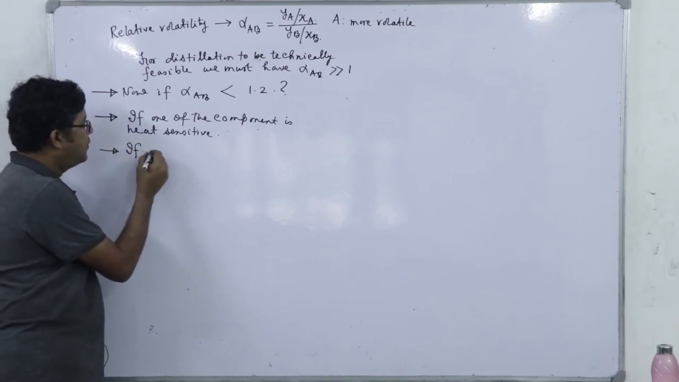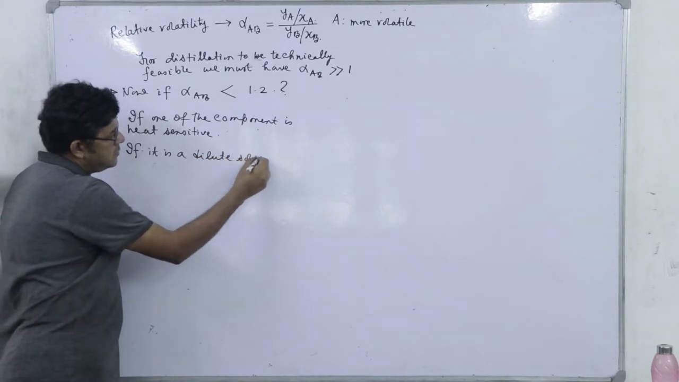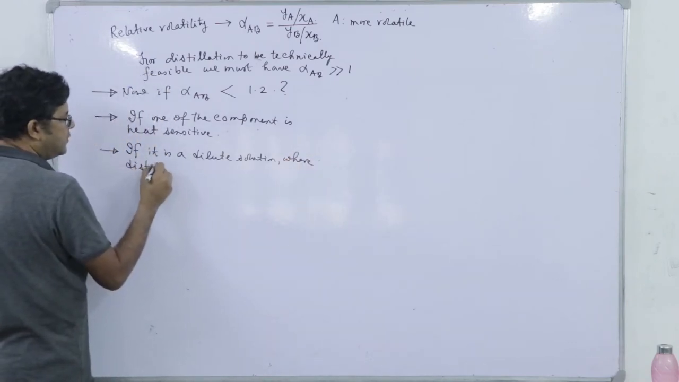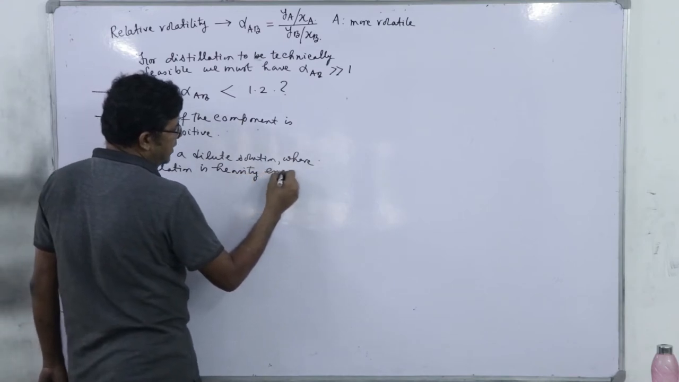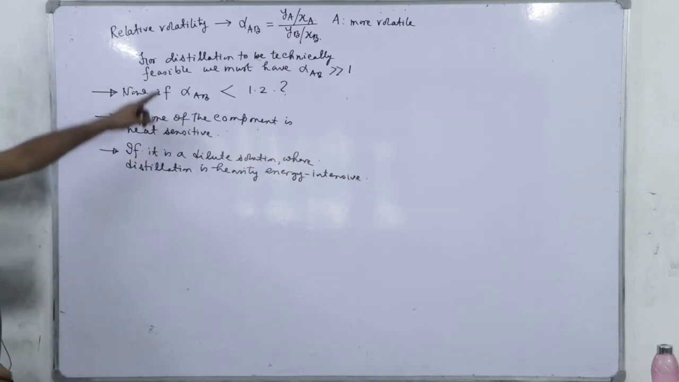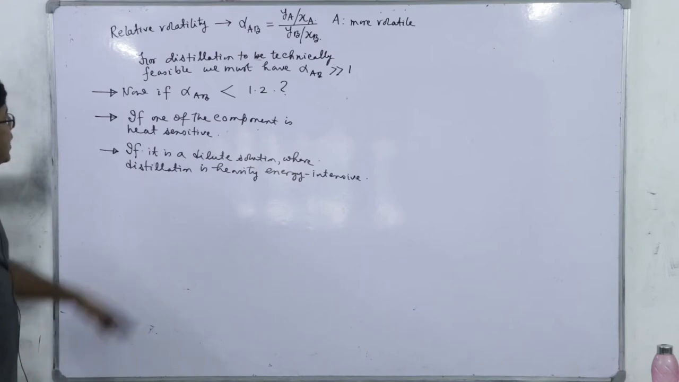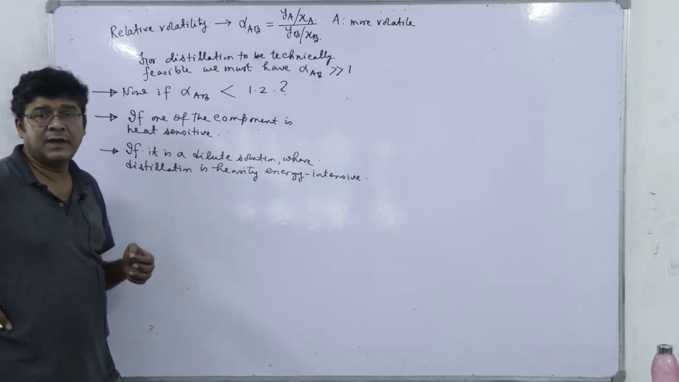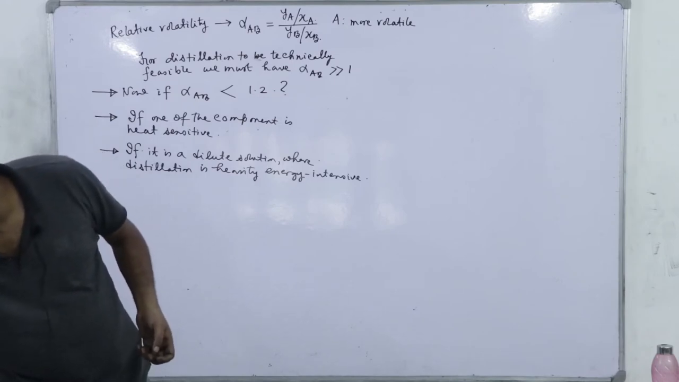Third, if it is a dilute solution, where distillation is heavily energy intensive. So, primarily three cases we will think of: when the relative volatility is less than 1.2, if one of the components is heat sensitive, and if it is a dilute solution where distillation is heavily energy intensive, that means you have to go for a high energy budget which may not be techno-economically feasible.